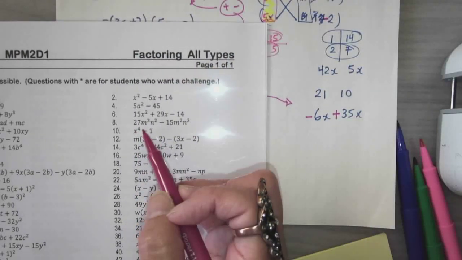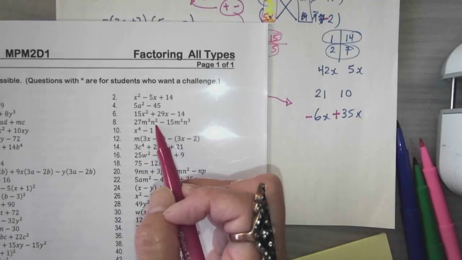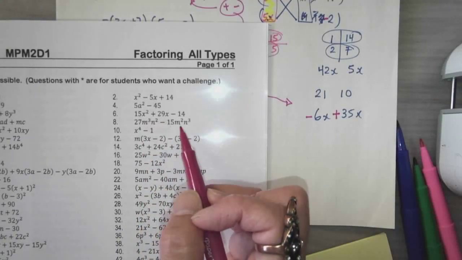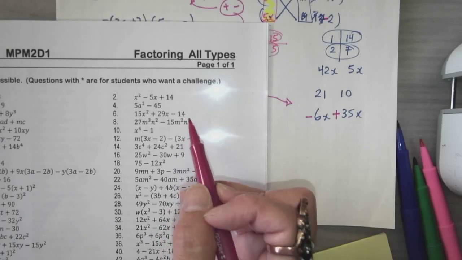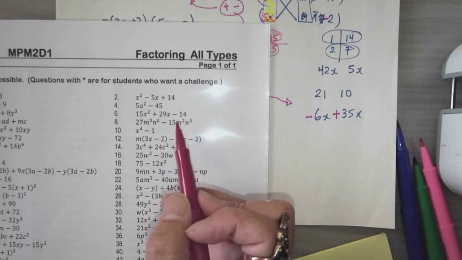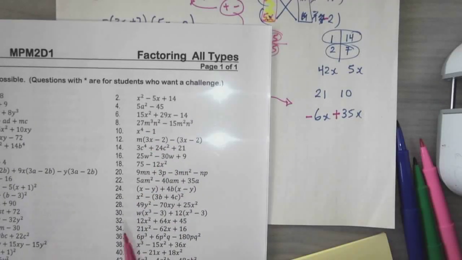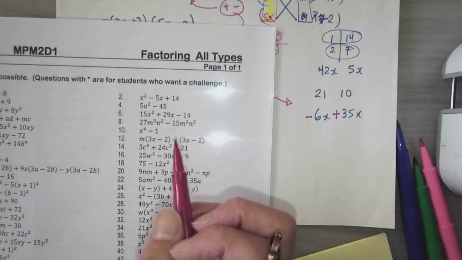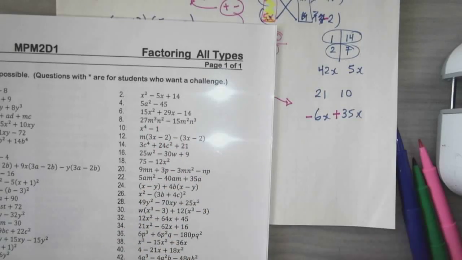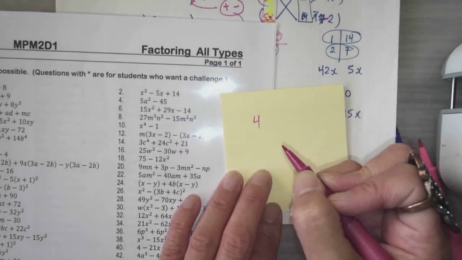Okay. Let's look at one more. Now we go to number 8. 8 is 27m cubed n squared minus 15m squared n cubed. So when you look at this, you go, it's two terms. There's a minus in between it, but are these guys perfect squares?